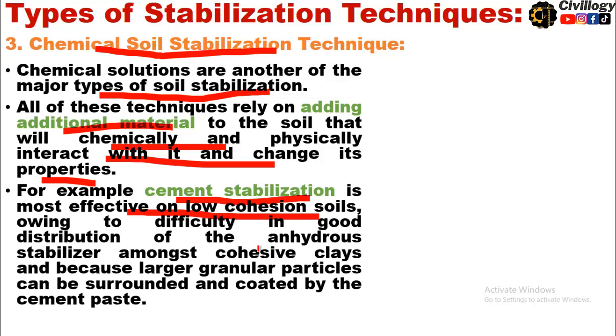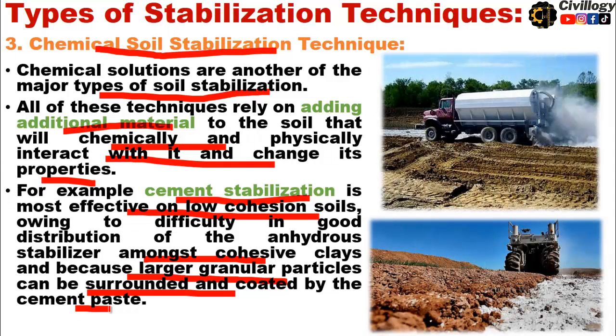of the anhydrous stabilizer amongst cohesive clays, and because larger granular particles can be surrounded and coated by the cement paste. As you can see over here in this picture, cement is being sprinkled, or you can say spread, on the soil, and then a little water is added, and then it is compacted. As a result, a solid mass forms. This method is suitable for cohesive soils. When water and clay react, it forms a solid mass.